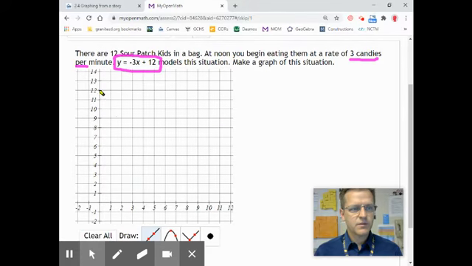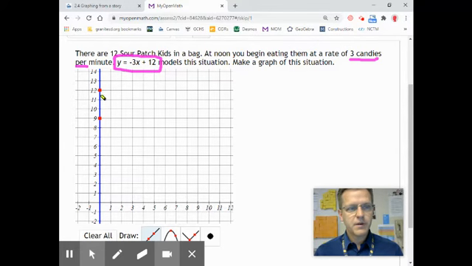This says we're starting with 12. So I'm going to click at 12. And then I'm going down 3 every minute. So I'm going to go down 3. 1, 2, 3. That's 3 every minute. Okay? Now, what I'm noticing some students do is they go down 3, but they don't go over.